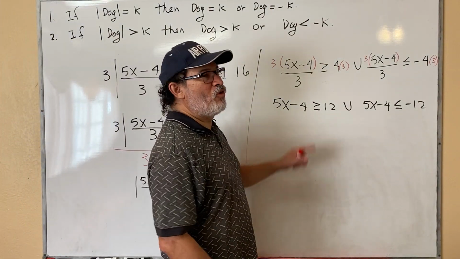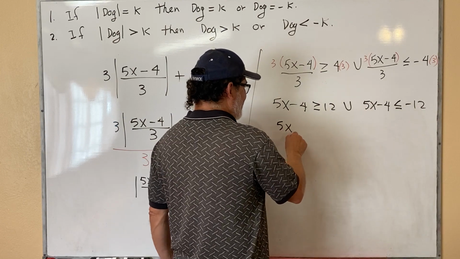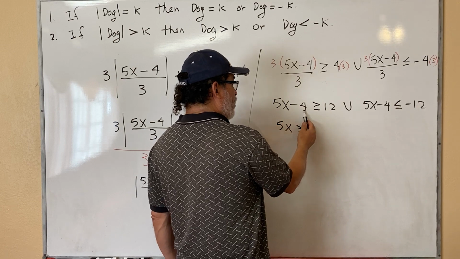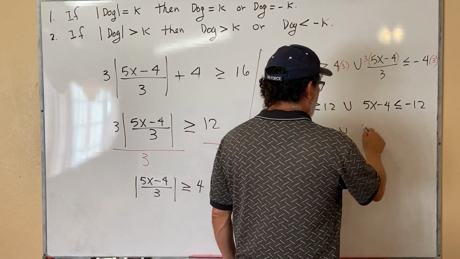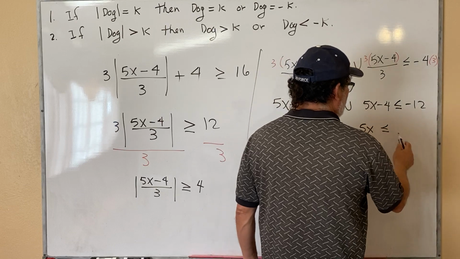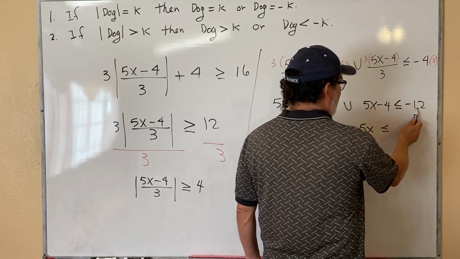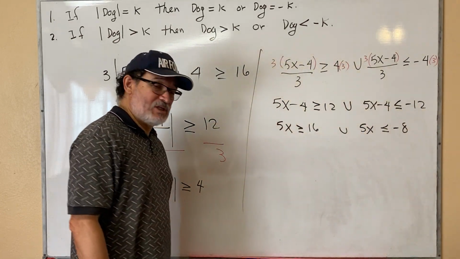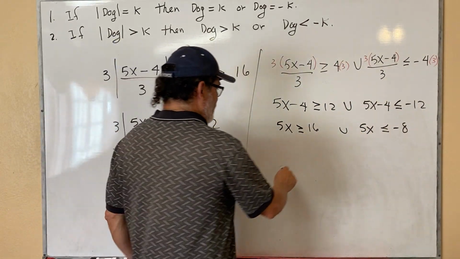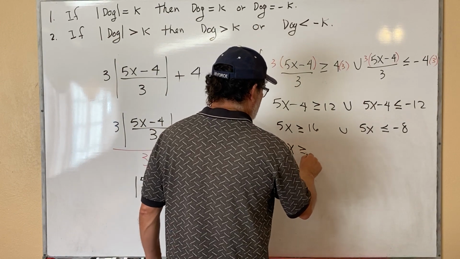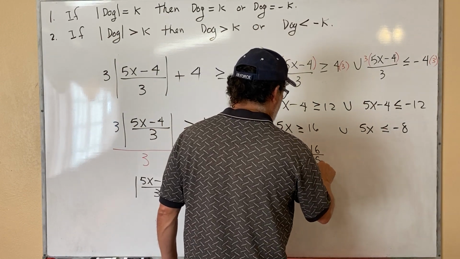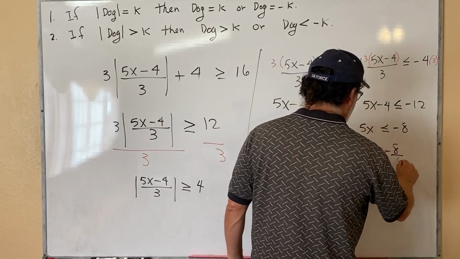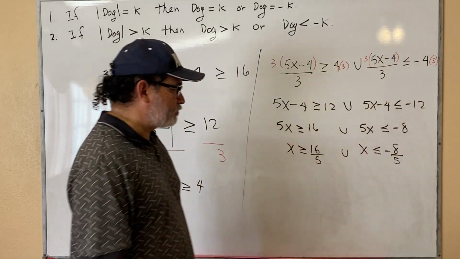Okay. Add 4. So 5x is greater than or equal to, what's 12 plus 4? 16. Or 5x less than or equal to, what is negative 12 plus 4, negative 8. Divide both sides by 5. So x is greater than or equal to 16 over 5, or x is less than or equal to negative 8 over 5.